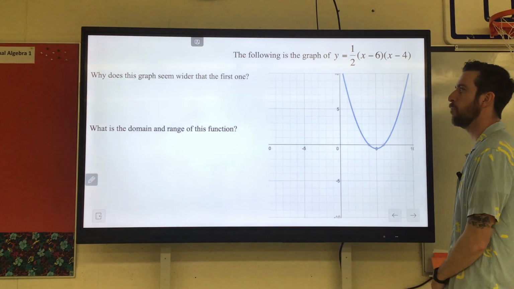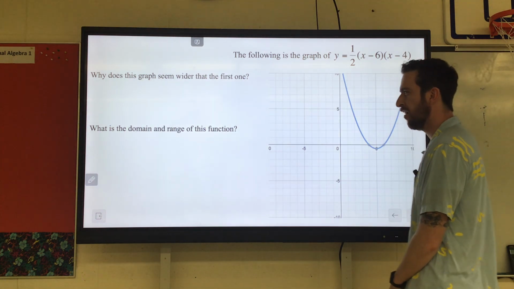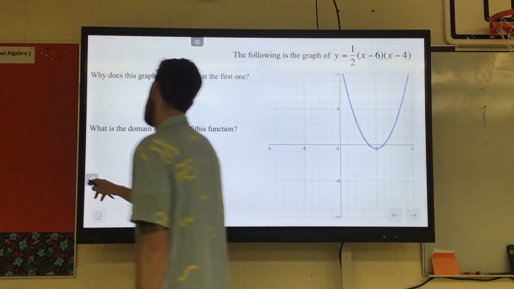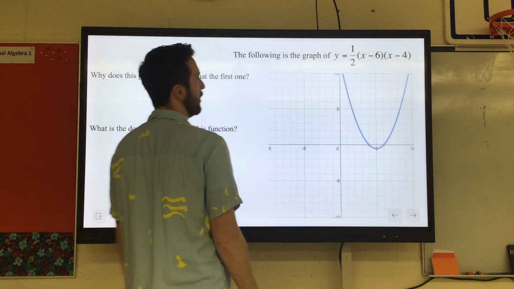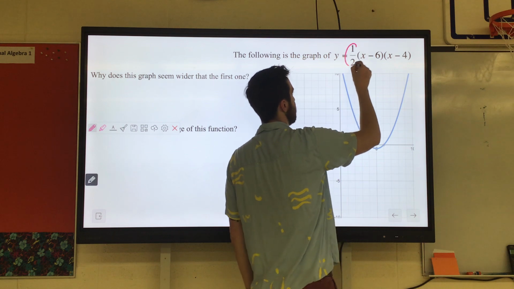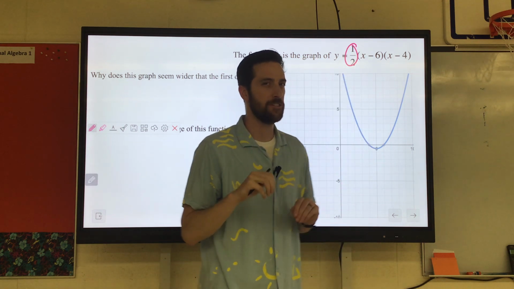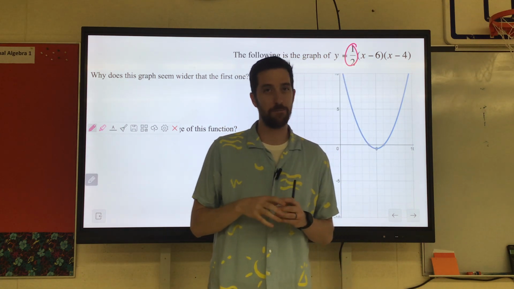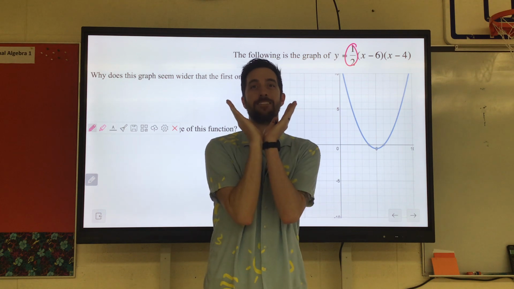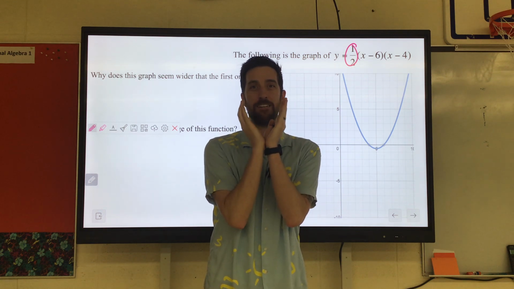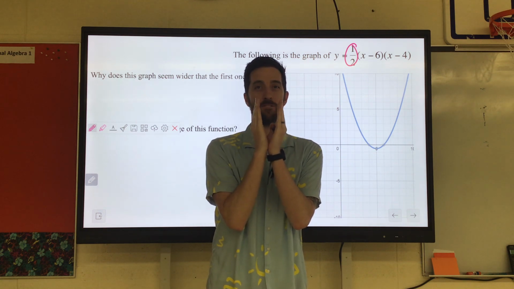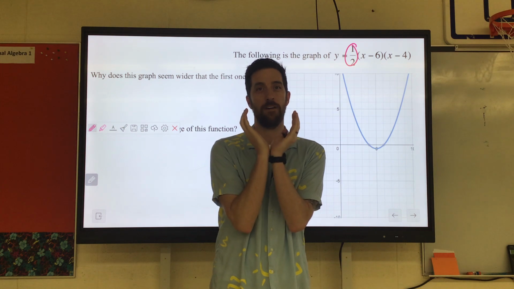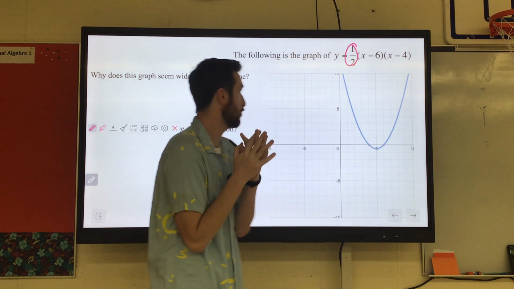Why does this graph seem wider than the first one? Well, I'll tell you. It's because of this number in front. That's our a. That shows a stretch or compression. If that number is bigger than 1, it makes the U shape way skinnier. It narrows it. If it's between 0 and 1, it makes it wider. So that's a compression, a vertical compression.